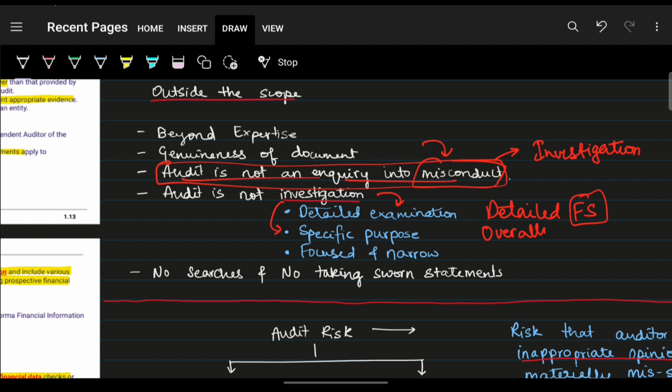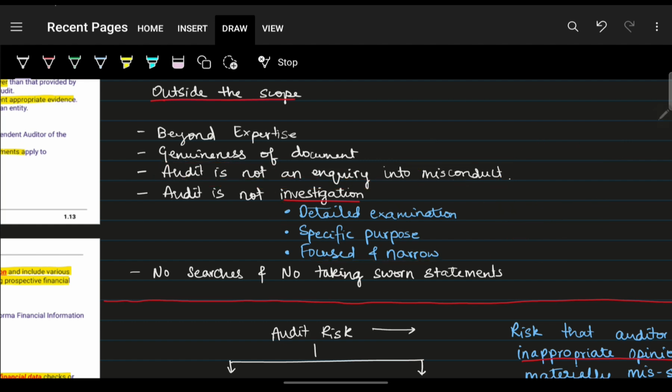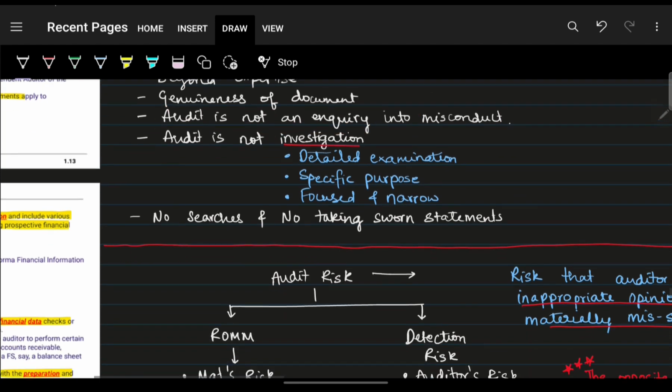Next, in an investigation the focus is very focused and narrow. However, in audit it is broad, it is not focused or narrow. We cover quite a lot of aspects as to the financial statements.